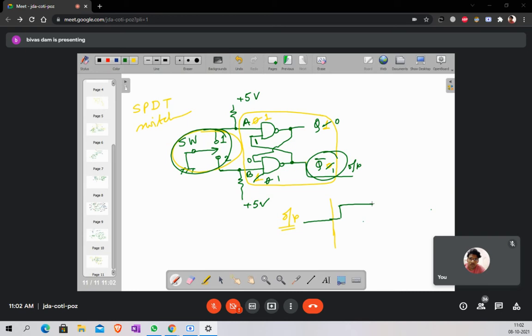Okay, now when it reaches position number 1 again, when the contact from 2 is broken and the switch moves to position number 1, what happens? When the switch is in between, A, B are both 1, so the last state continues, so output remains 1. When the switch reaches position number 1 for the first time, what happens to Q1? What happens to Q?